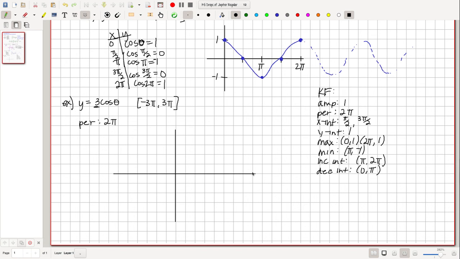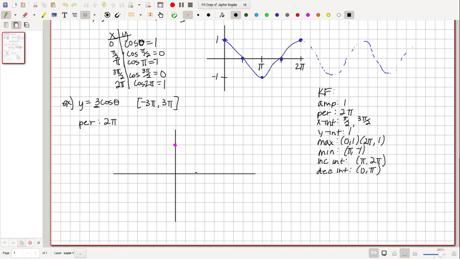Okay, now again, I always go back and refer to the parent functions. With sine, our very first point is at the origin, but with cosine, if I look right here, my very first point is a maximum. So I'm not going to put my very first point right here at 1. I'm going to put my very first point up at +3, and the reason for that is because my amplitude is 3. Now, I didn't number anything. Let's number stuff.